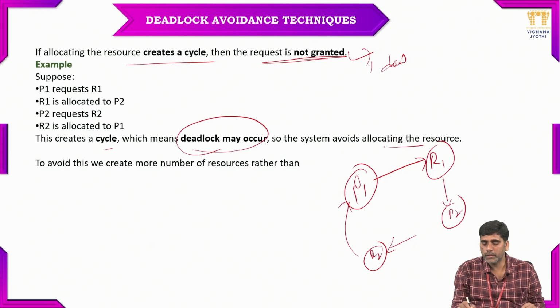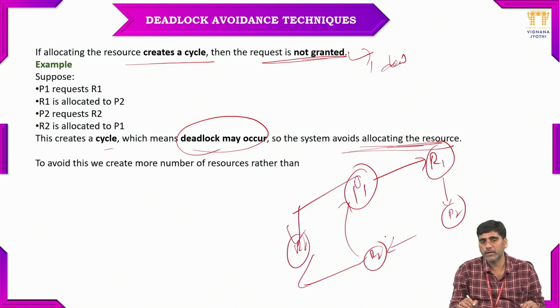So the system avoids allocating the resources. In this cycle-creating manner, we cannot allocate the resources. So what we have to do is create more resources, like one more resource R3 that will be assigned to P1, so that no cycle is created. That is the main thing we have to understand from this resource allocation graph.